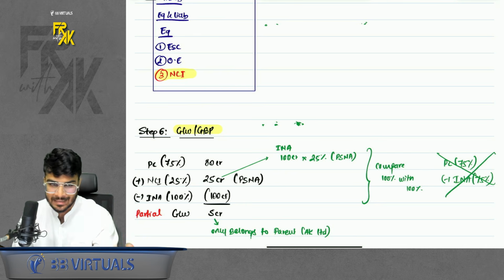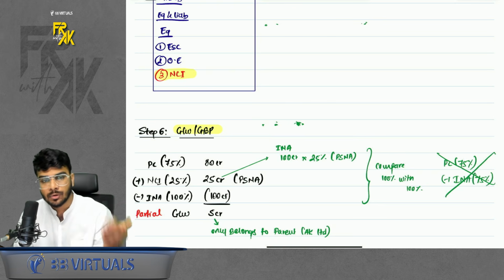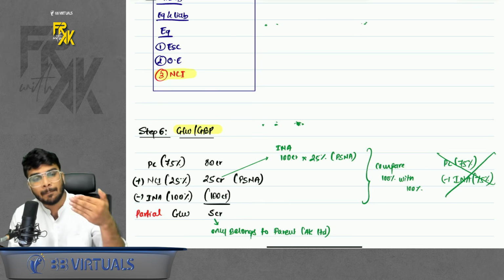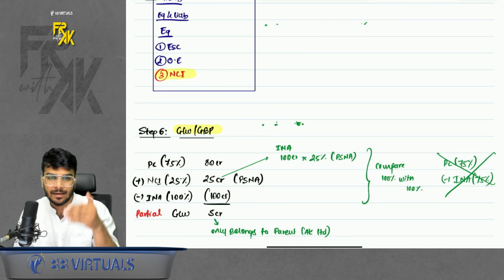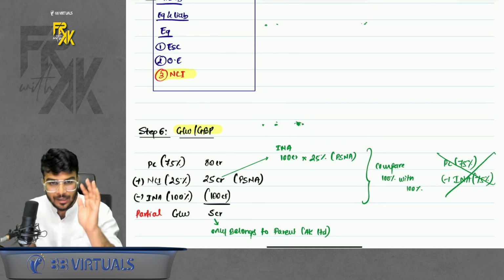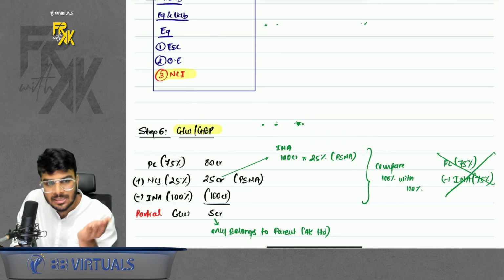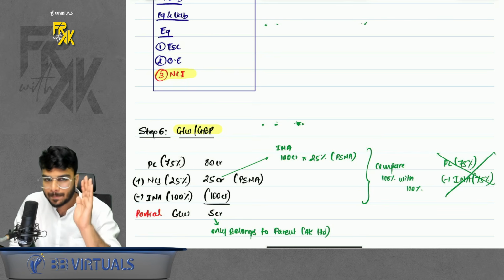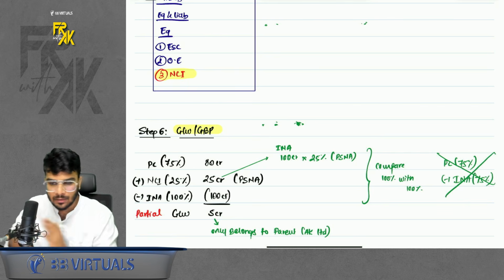Step number 5 was NCI. NCI, why it will come? Because we acquire 75%, but we record INA of 100%. So that extra what we are recording is NCI. NCI we have two methods: fair value, PSNA. Fair value full goodwill, PSNA partial goodwill. Step number 6 is goodwill GBP. PC plus NCI plus previously held investment minus INA will give you goodwill. Goodwill can be full or partial. If you get a negative balance, it will be GBP. GBP cannot be full partial. GBP we will record under capital reserve, other equity. Simple, that's it. So revision within revision.